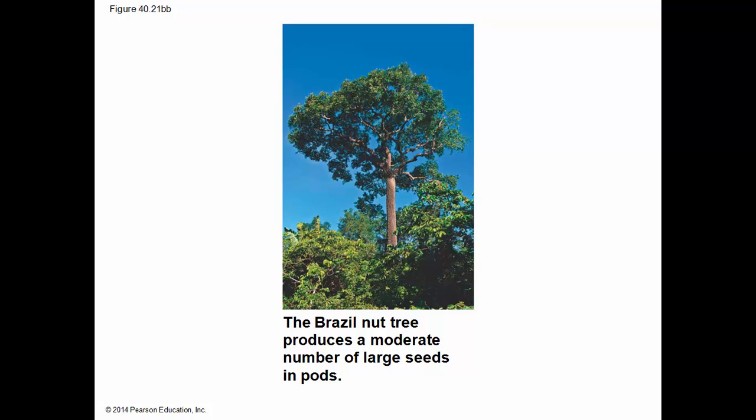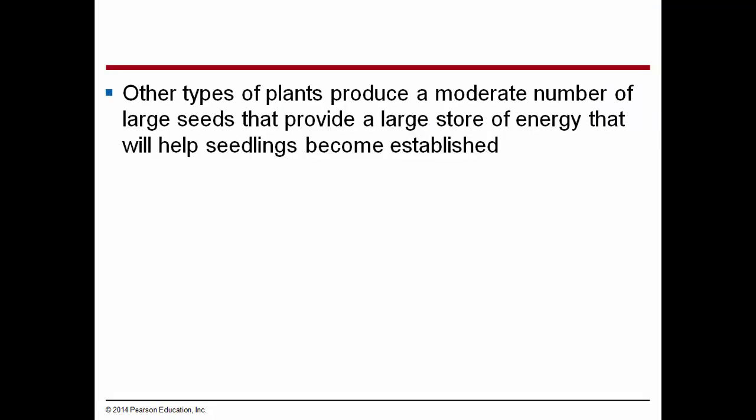Okay, the Brazil nut produces a moderate number of large seeds and pods. Other types of plants reproduce a moderate number of large seeds that provide a large stored energy supply that will help seedlings to become established. So that's kind of like parental care, or the equivalent of parental care in a plant.